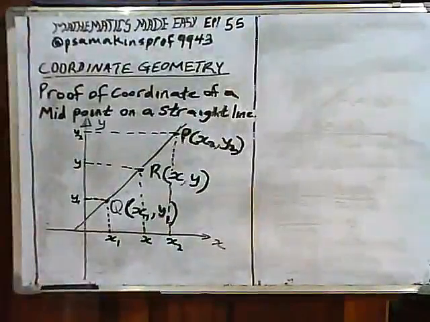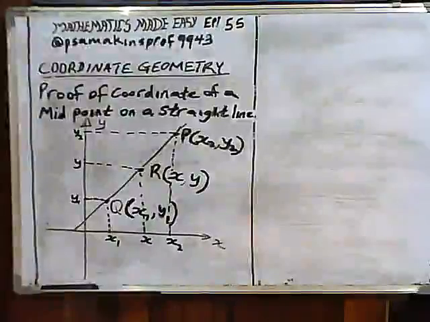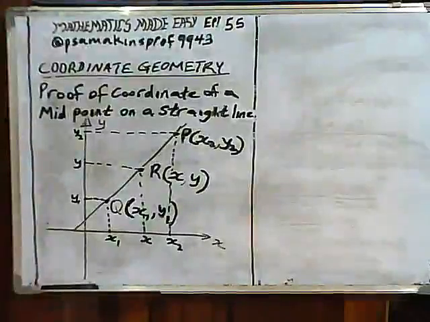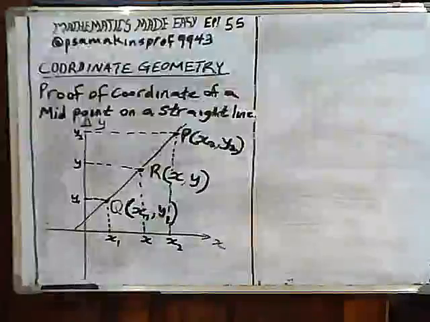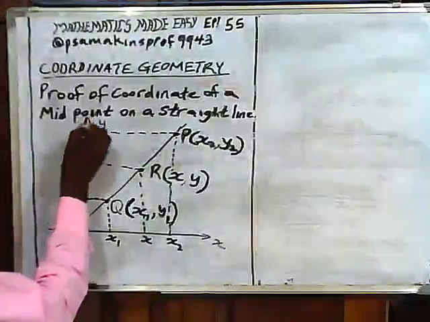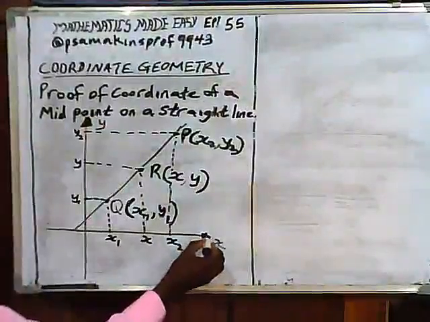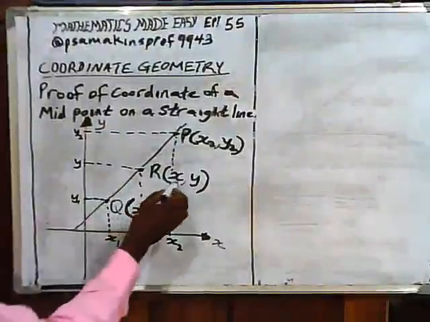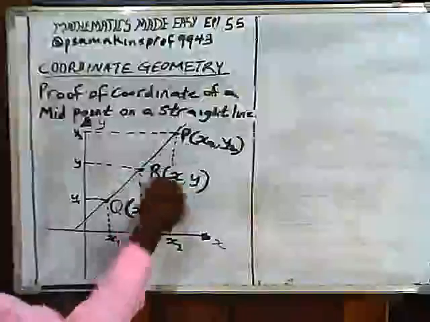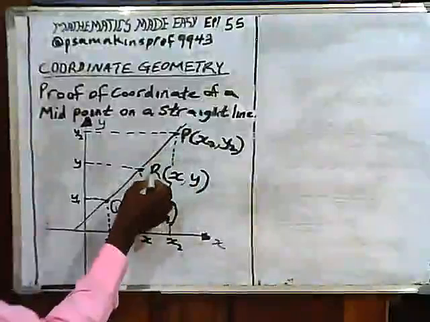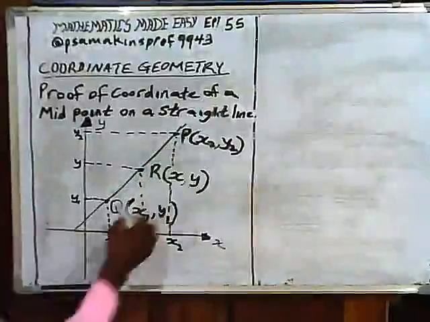Continuation of episode 54. In the last episode, we were able to look at the equation of a straight line. But in this episode, we want to look at the proof of the coordinate of a midpoint on a straight line. Let us assume that we have the y-axis and the x-axis here. We want to get the coordinate of this midpoint, assuming that R is the midpoint between P and Q.